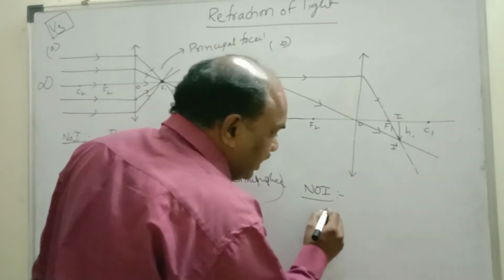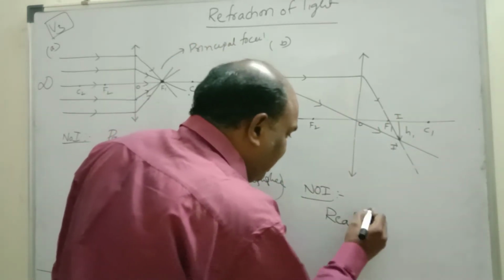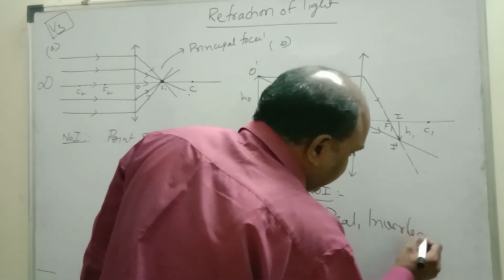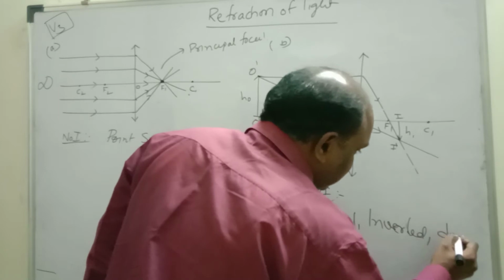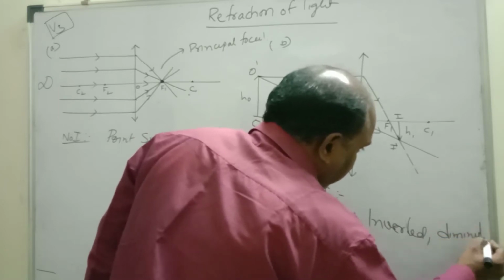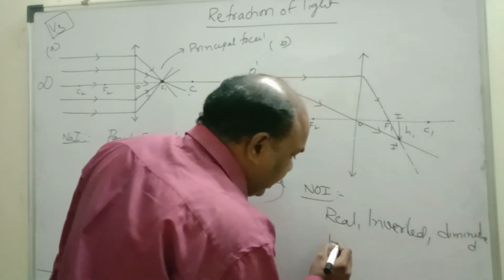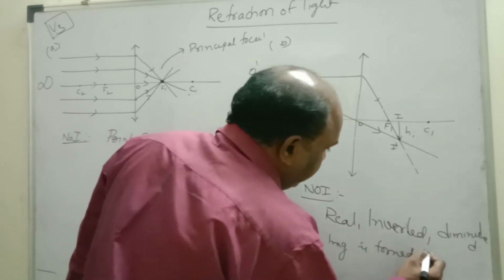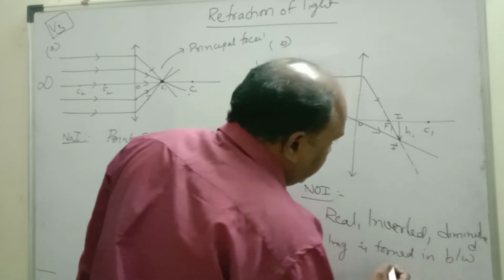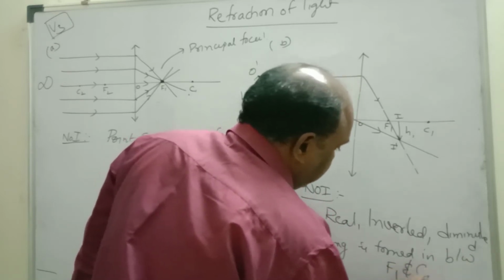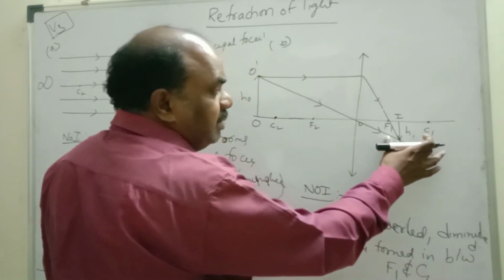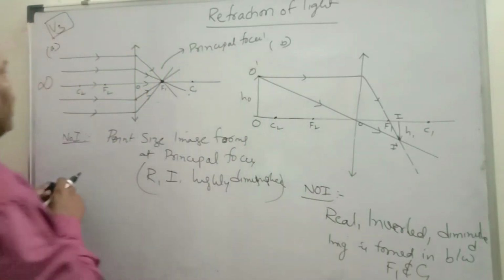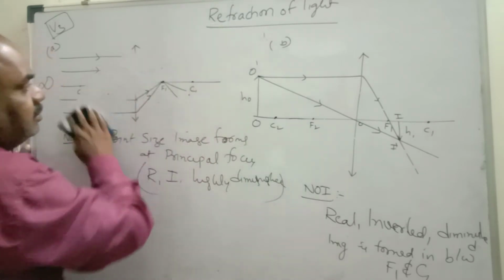That means real, inverted, and diminished, small size. Diminished means small size. A real, inverted, diminished image is formed in between F1 and C1. Very important. The image always forms in between F and C1 if the object is beyond C. This is case 2B.